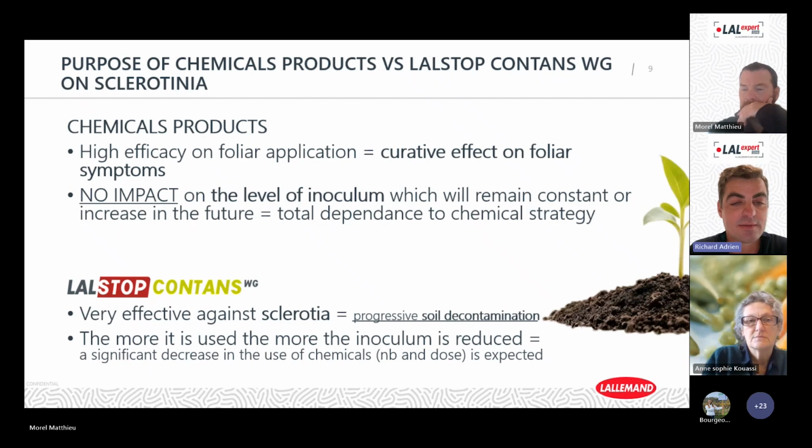In contrast, LALSTOP Contans will offer an alternative solution to tackle, let's say, both foliar infection and also the inoculum.